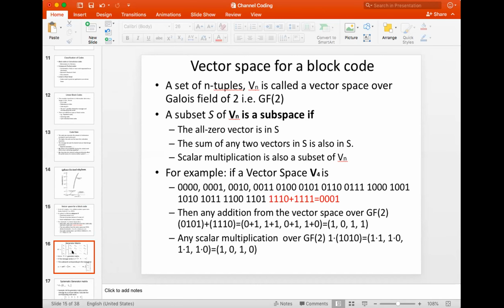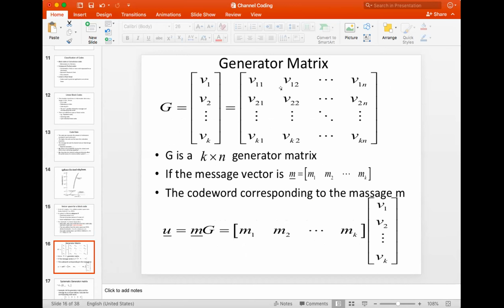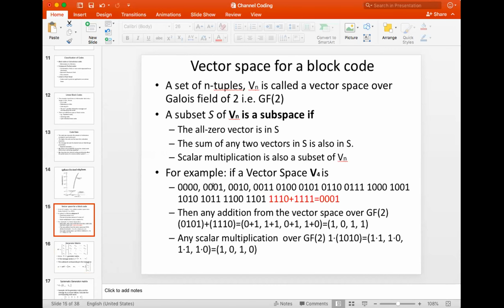So the best way, because you remember when I was using this example, it was 2 to the number of bits per symbol, sorry, the number of information bits that are entering our encoder.